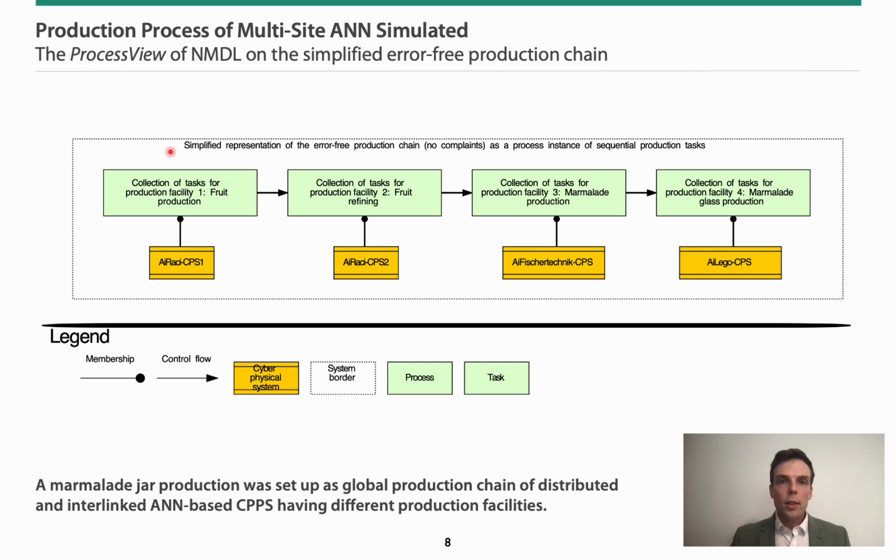At the first 2 kinds of production sites, fruit is prepared for marmalade jar production. The marmalade jars were produced at the 3rd production site. The 4th production site produced labels and attached them to the marmalade jars so that they can be brought to customer retail.